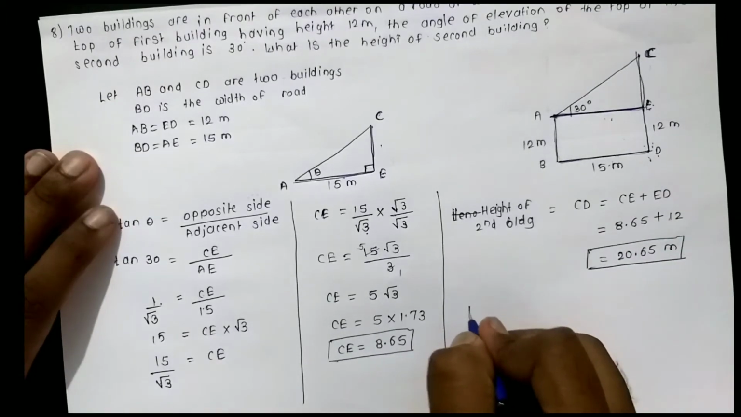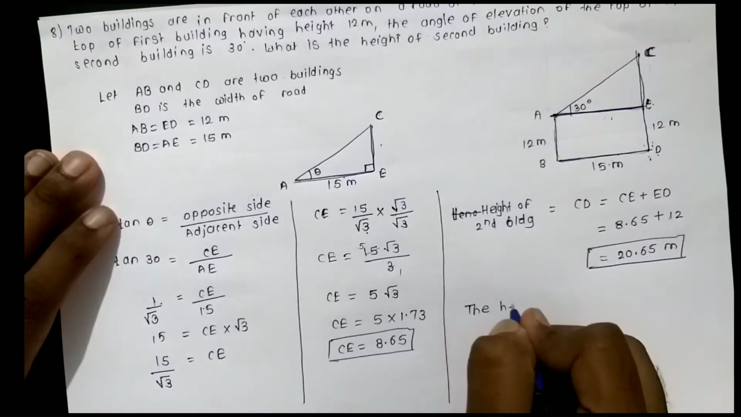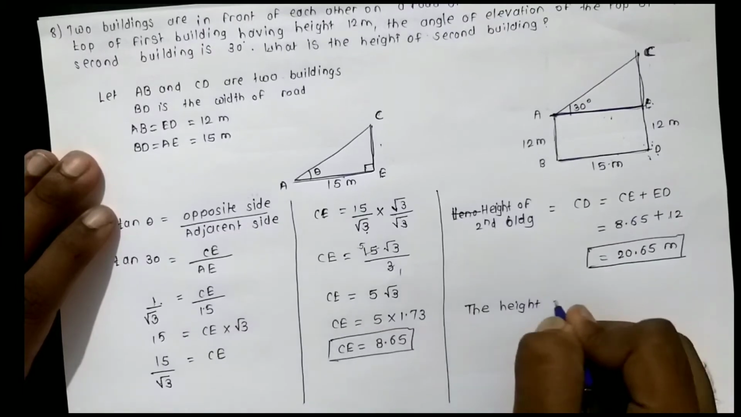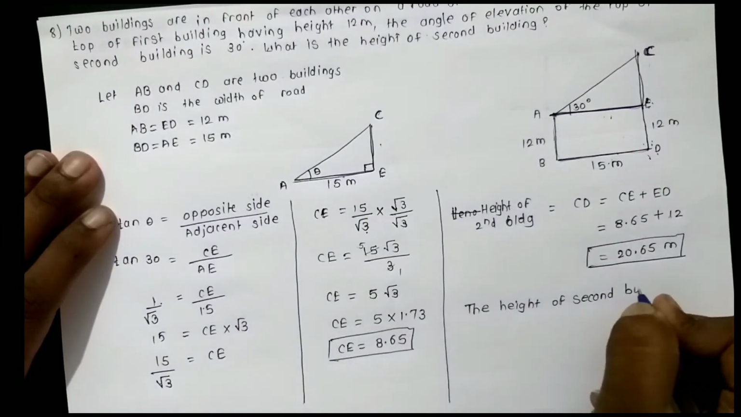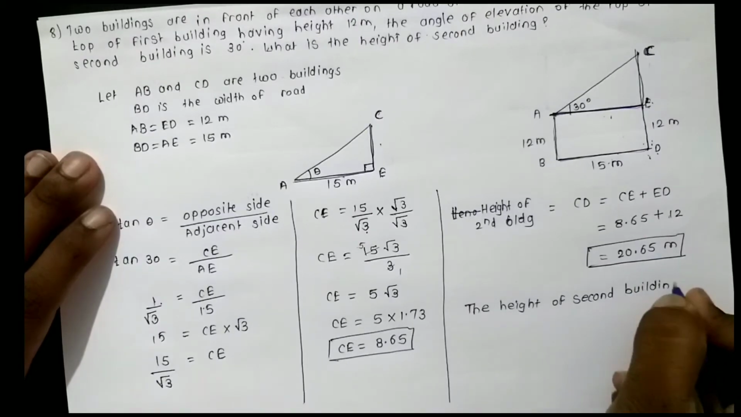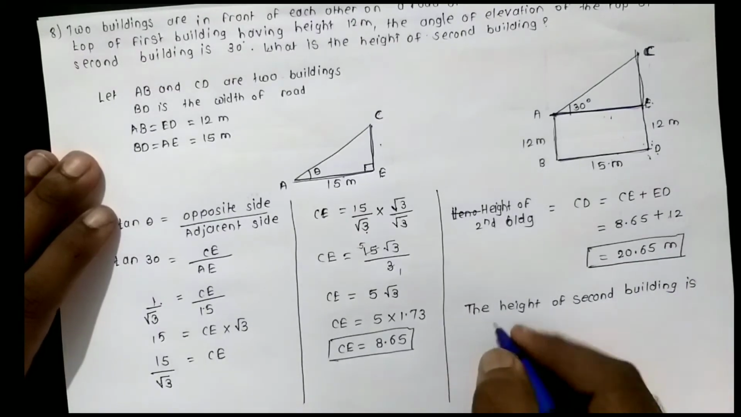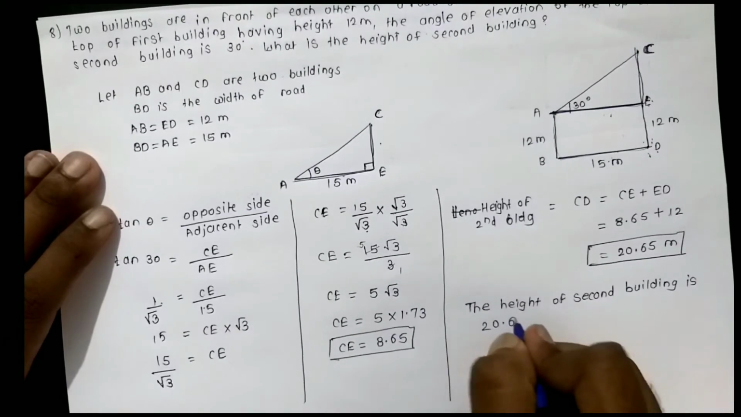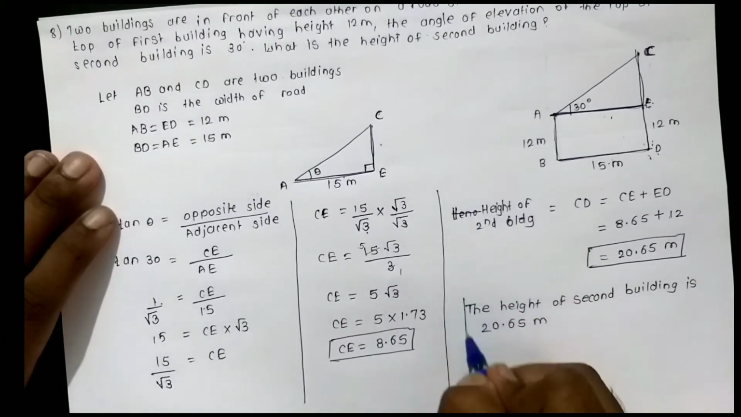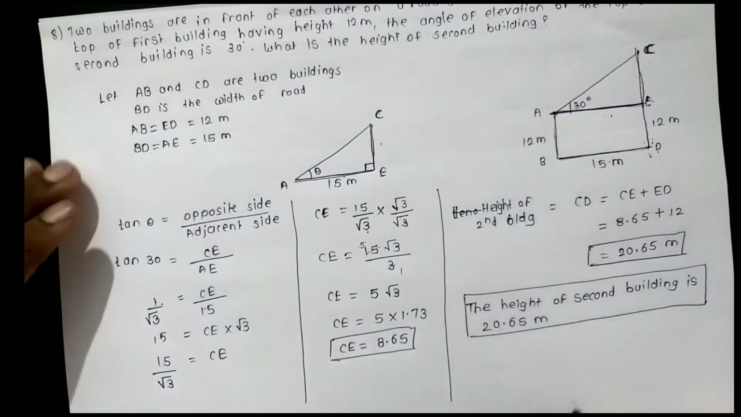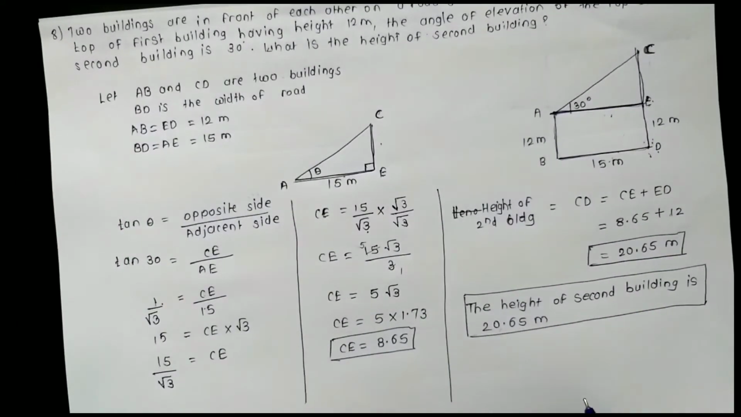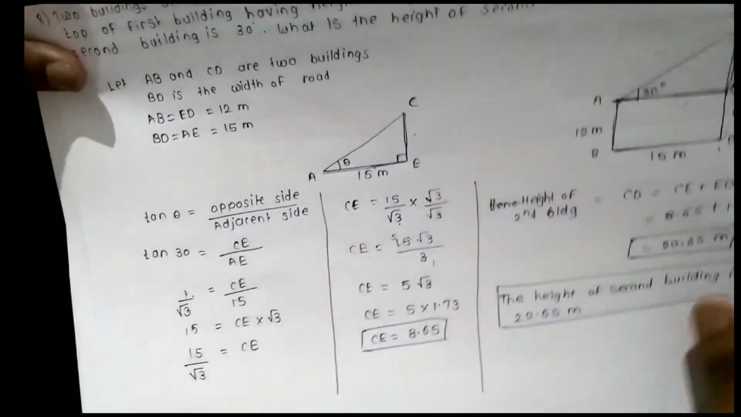Write down then the sentence. The height of the second building is 20.65 meter. Have you got this answer? Now we turn towards the ninth one.